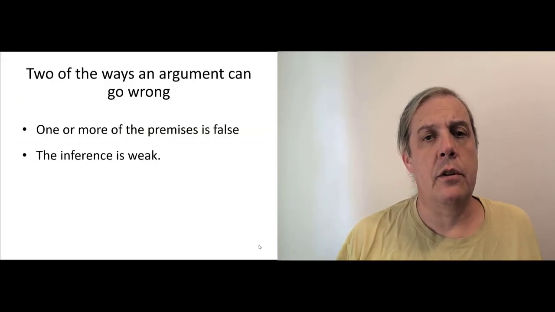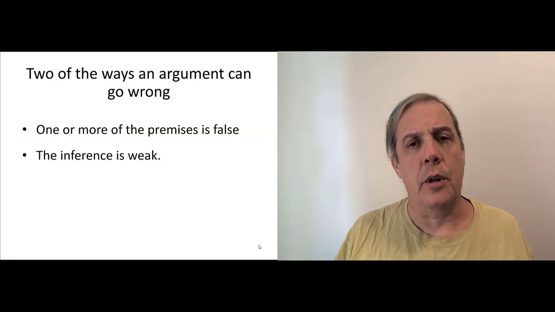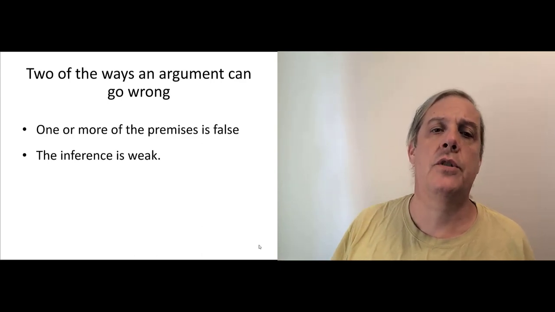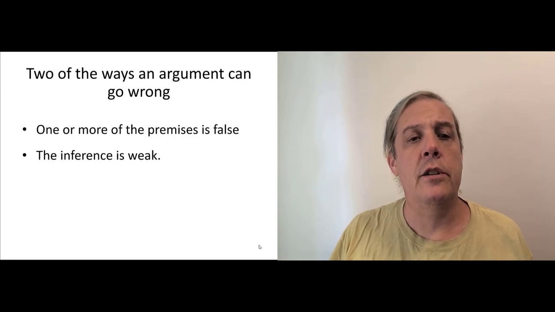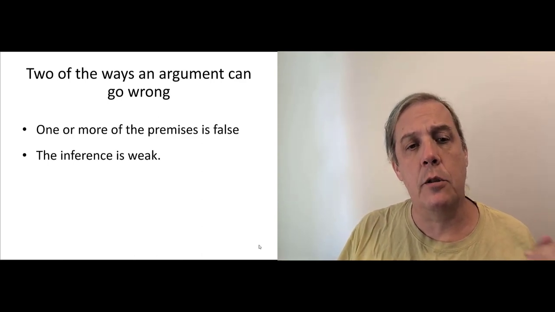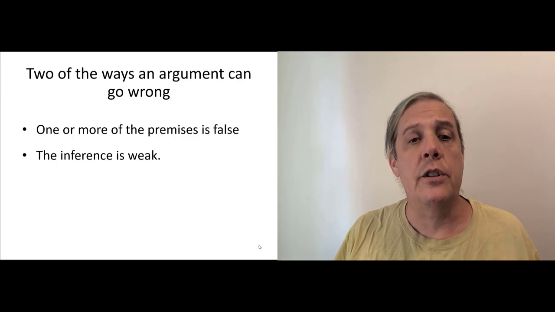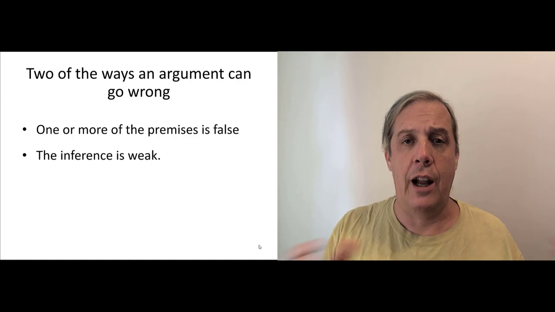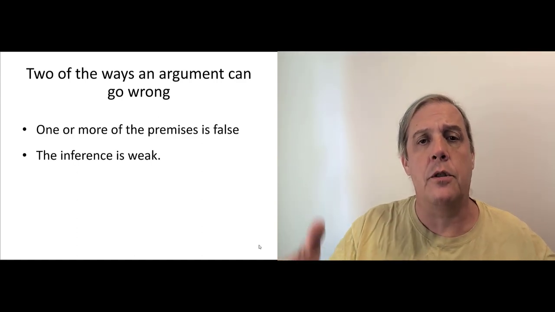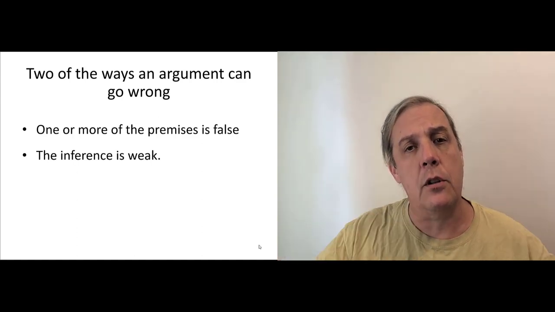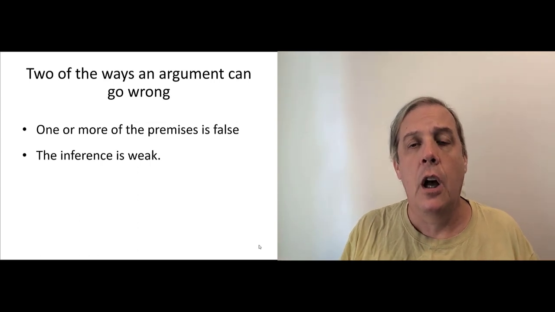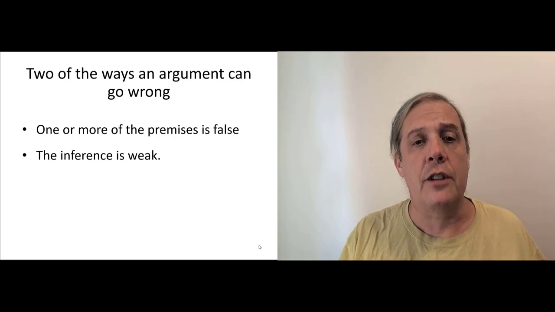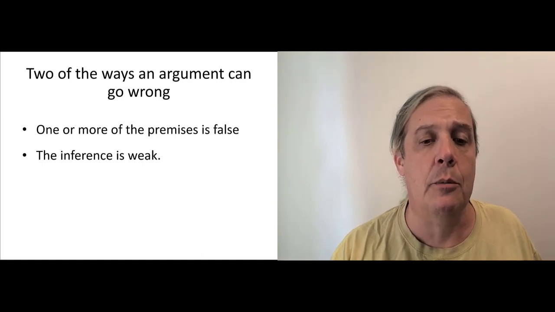So really, this way of dividing up the arguments shows 2 of the important ways arguments can go wrong. One is that one or more of the premises could be false. The other is that the inference is weak. So an argument has 2 kind of components. There are the premises, and then there's the motion from the premises to the conclusion, which we call the inference. Either of those can be faulty. And so that gives us 2 of the ways that the argument can go wrong.